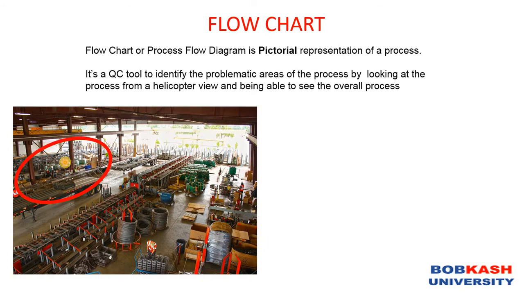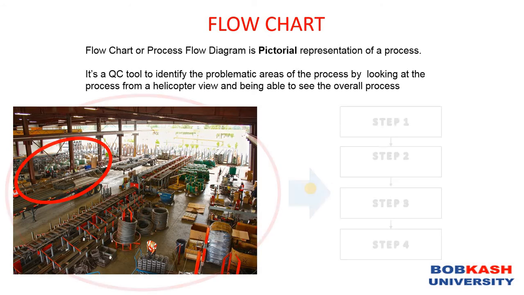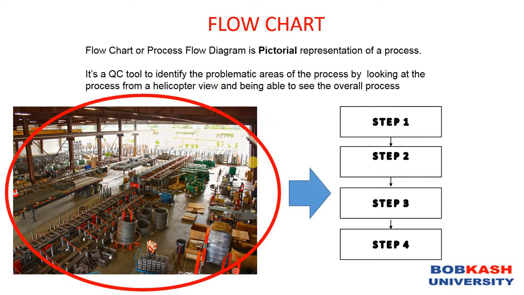So we use the flowchart to identify the problematic areas of the process by looking at the process from a top view, a helicopter view, a bird's eye view, or an overall view, because by doing so we are able to see the overall process, right? So we are not seeing this portion or this portion. We try to see the entire process.